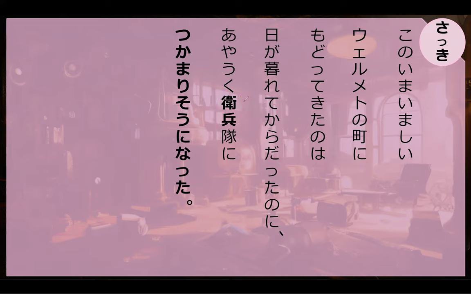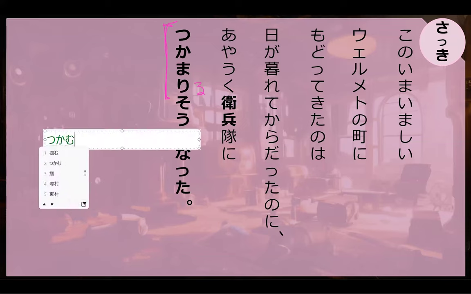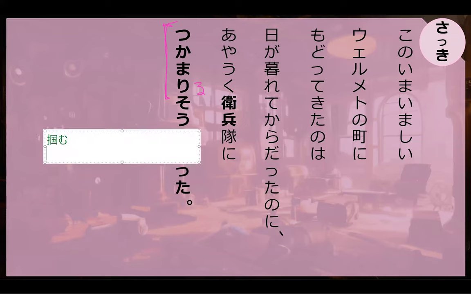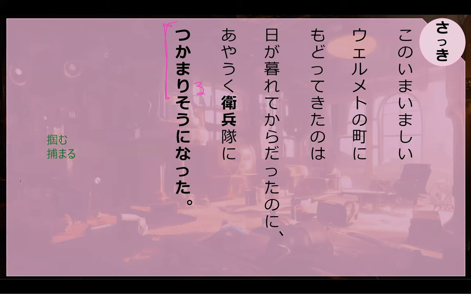Bodyguard, or not so much bodyguard, but you're right, a soldier, a guard of the city. Do you know what tsukamaru means? This is to grab, to hold on to something. That's tsukamu. It says it's to grab, tsukamaru, which looks very similar. To be captured, yes. It seems like I was about to be captured by a soldier.